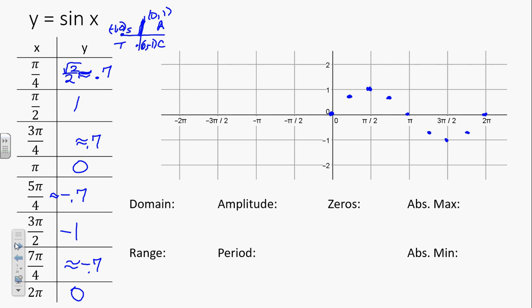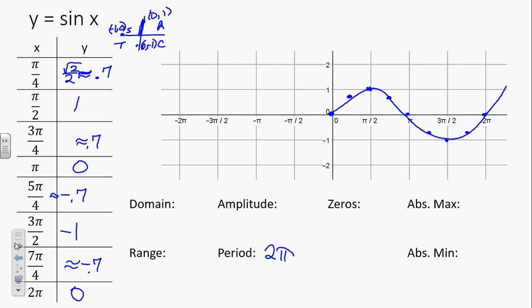Okay, so now trace those dots, and you've got your sine wave. Okay? That's one period between 0 and 2 pi. Now, let's make sure we keep going. We'll do the back portion of it. It just keeps repeating, right?